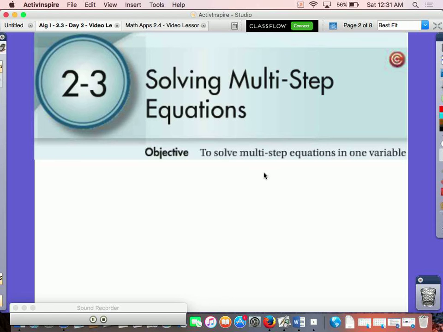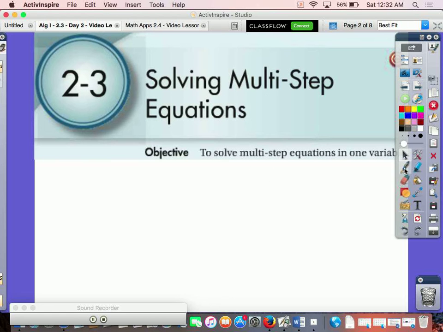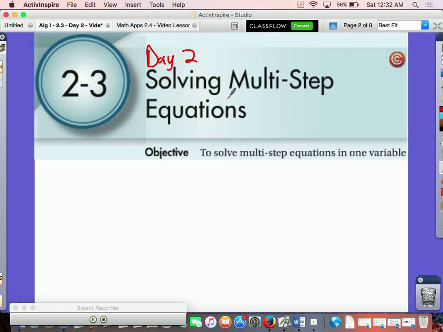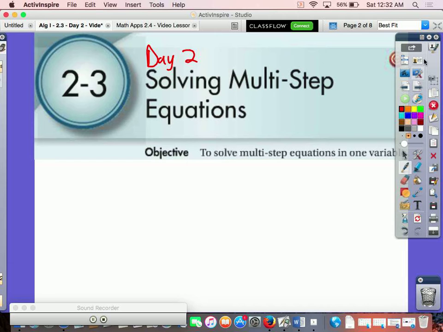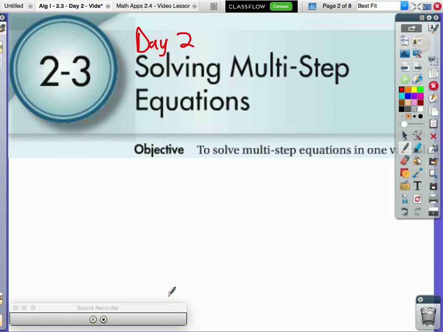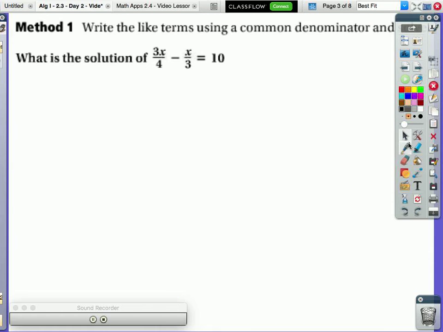Okay, today we are going to go through 2.3. All right, this is day 2, remember. We solved these last week, Friday. We did combining like terms and the distributive property as well. All right. So today we're going to do some things with fractions.